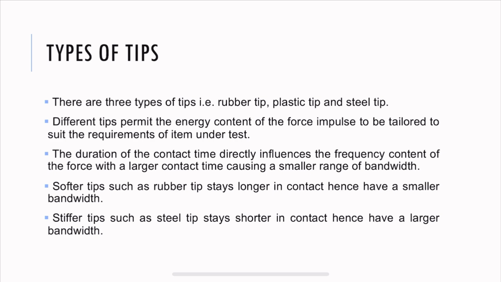For example, softer tips such as rubber tips stay longer in contact and hence result in a smaller bandwidth. And on the other hand, stiffer tips such as steel tips stay shorter in contact, hence result in a longer bandwidth. Now, when I say shorter in contact and longer in contact, they're just relative. A rubber tip still stays in contact way less than 1 second, but it's longer relative to a steel tip.